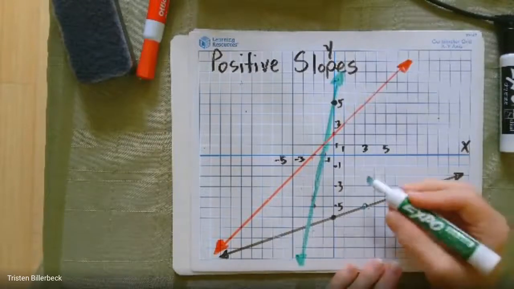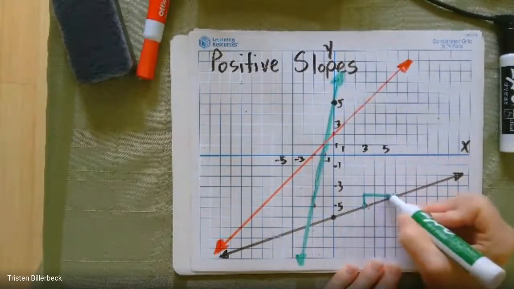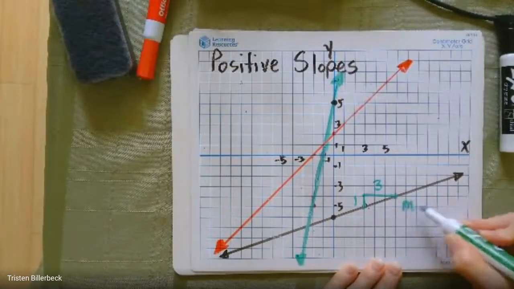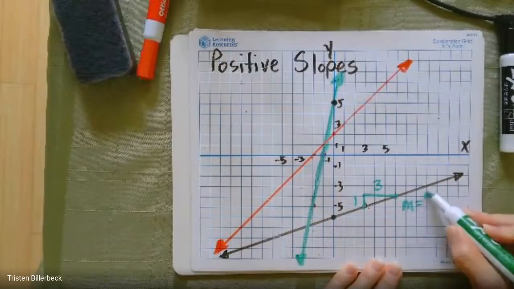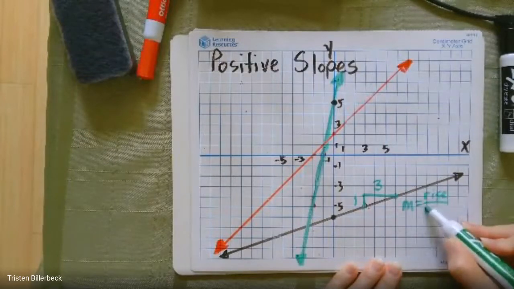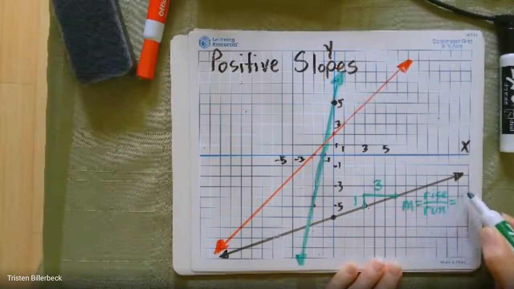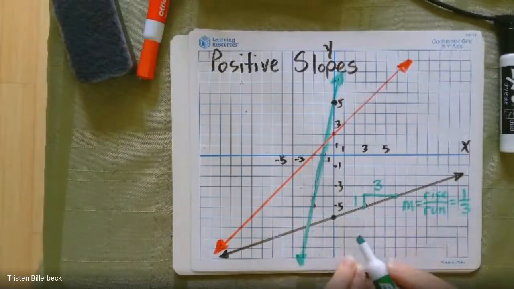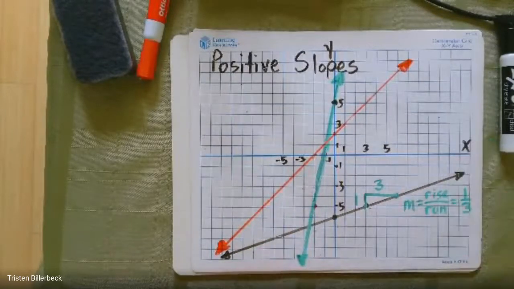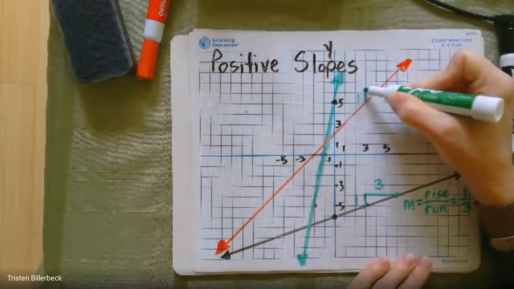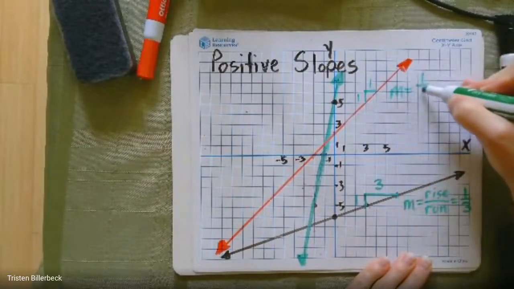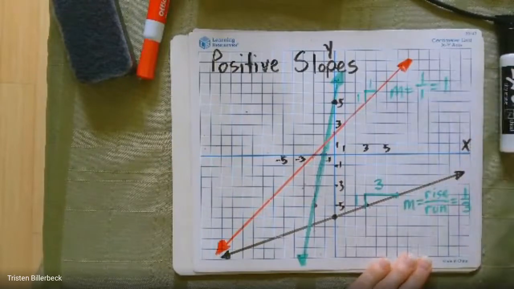We can look at it here as we have a rise here and a run here. So we have a rise of 1 and a run of 3. Our slope would be the rise over run, which is a rise of 1 and a run of 3. If we look at this other one, we have a rise of 1 and a run of 1. So the slope for this line would be 1 over 1, which is just 1.